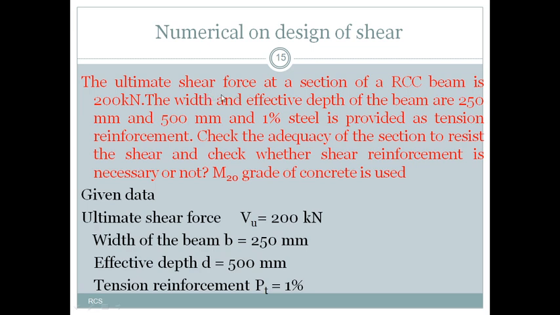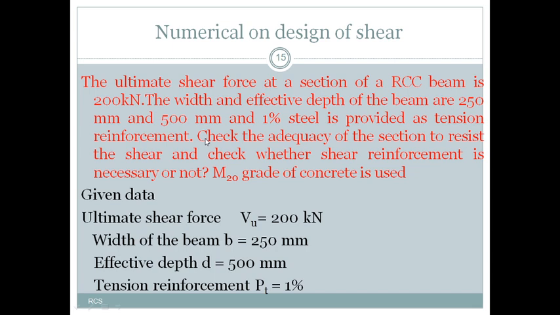If it gives a beam condition and type of loading, then you can approach that method, by calculating, if you are using a simply supported beam, WL by 2, and the W should be multiplied with 1.5, then we will get WU into L by 2. Like that we have to calculate the ultimate shear force. But in this problem, VU is 200 kilonewtons, and next the width and effective depth of the beam are 250 mm and 500 mm.